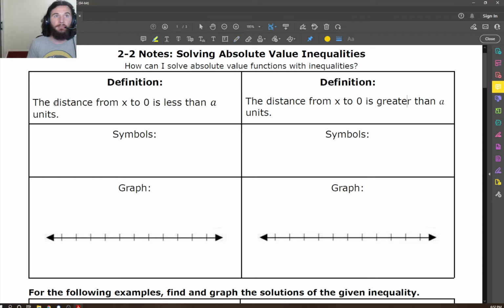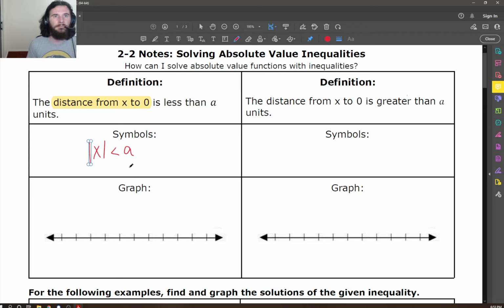So first, let's talk about when you get something that tells you the distance from x to 0. As soon as you see distance from anything to 0, you should be thinking absolute value, because absolute value just tells you how far away from 0 something is. So the absolute value of x, the distance from x to 0, is less than a units.